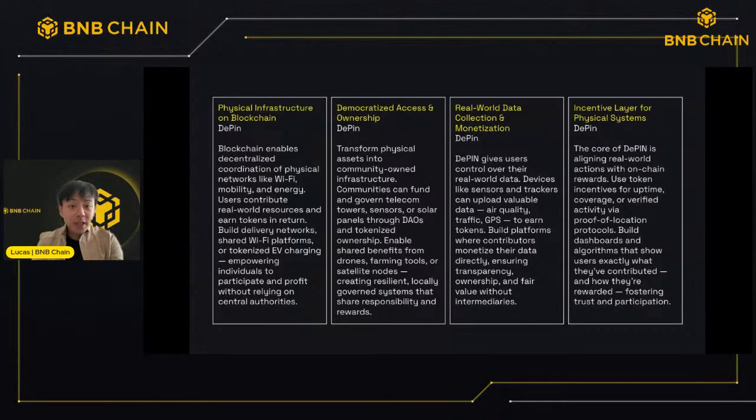Next, we have democratized access to ownership. What is this about? It is about letting communities fund and own pieces of infrastructure like telecom towers, sensors, or water systems, turning physical assets into community-governed networks.